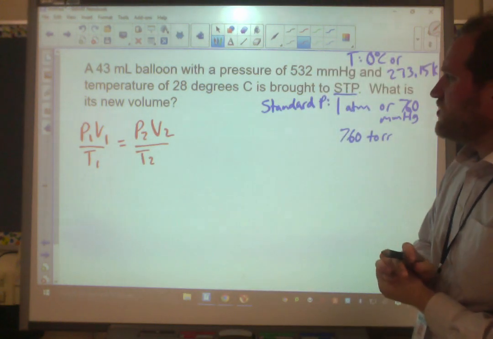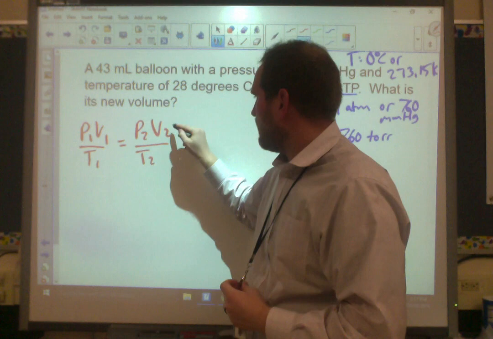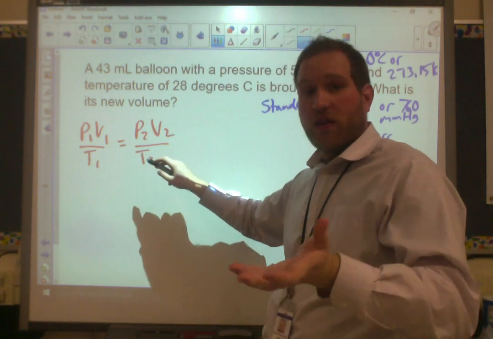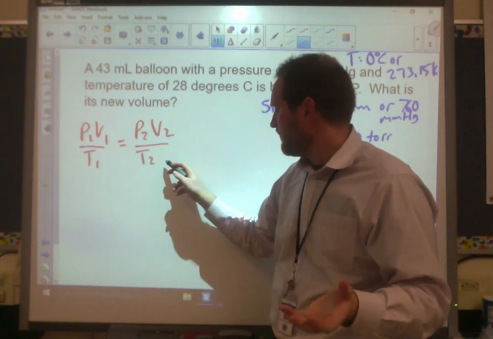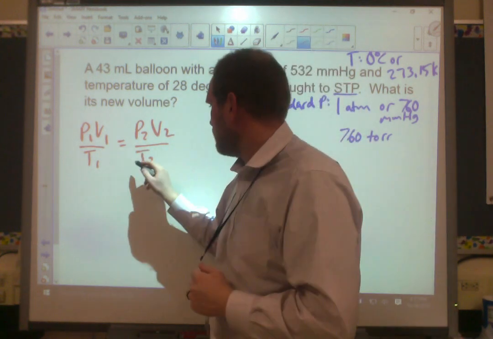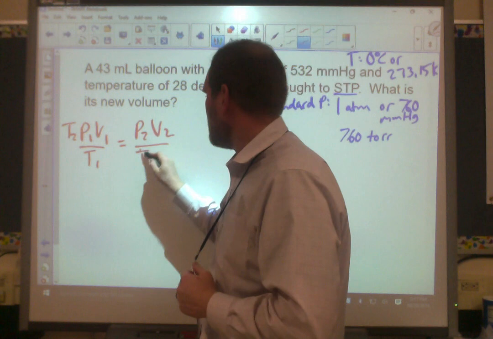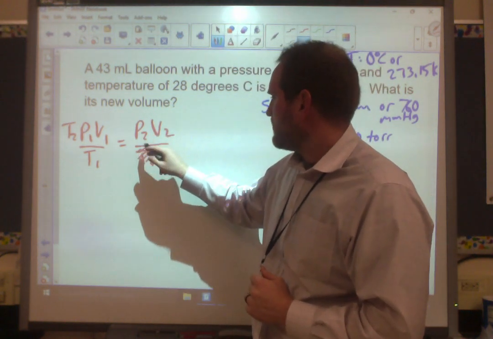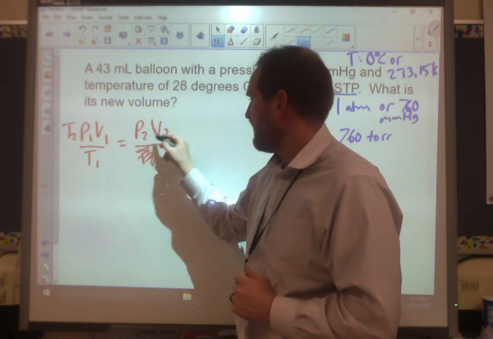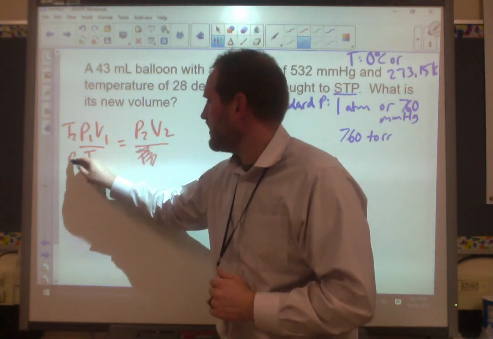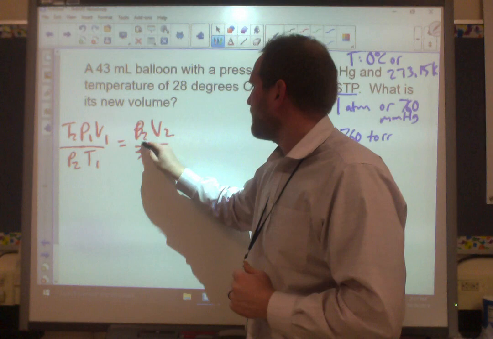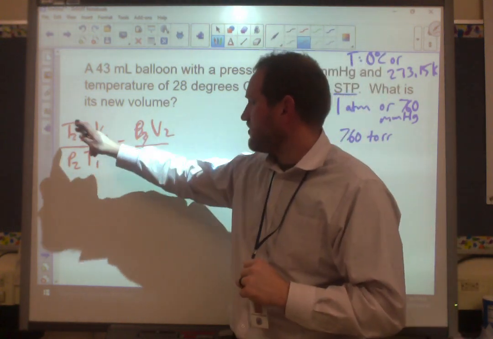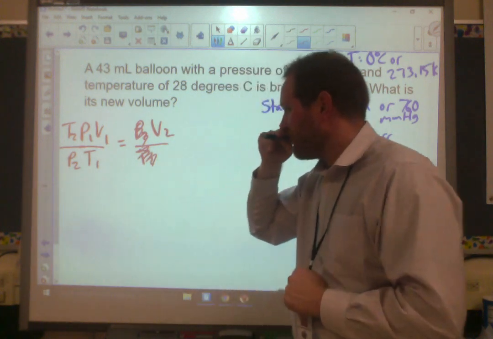All right, we're trying to find the new volume, so let's rearrange this to solve for V2. So let's get this denominator out of here. I hate denominators. I want them to go away. How do we get T2 out of here? Well, multiply both sides by T2. So that's going to go right here, and that's going to go away. And let's get P2 out of here. Because that's now multiplied, we're going to divide by P2. So you divide by P2 here, divide by P2 here, and now it's alone. So V2 equals T2 P1 V1 over P2 T1.